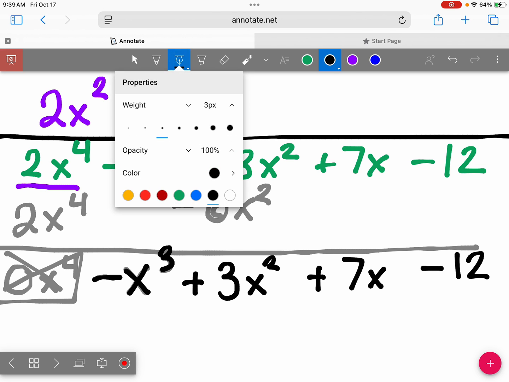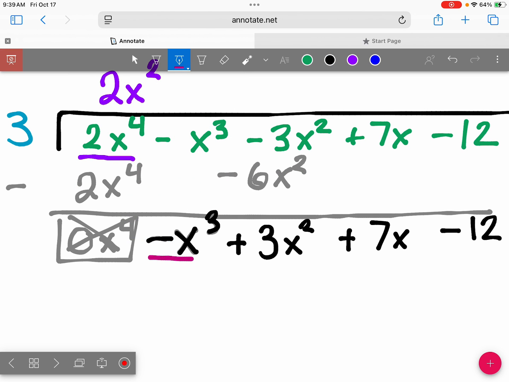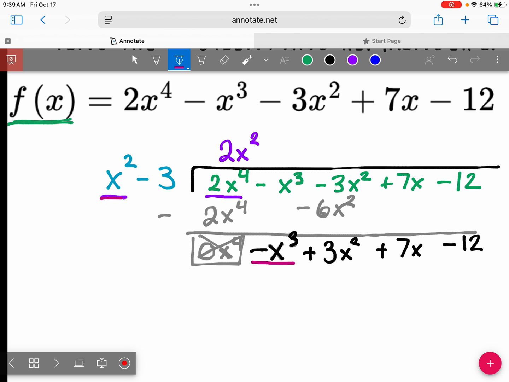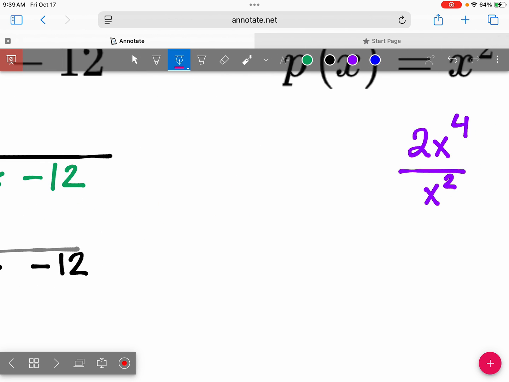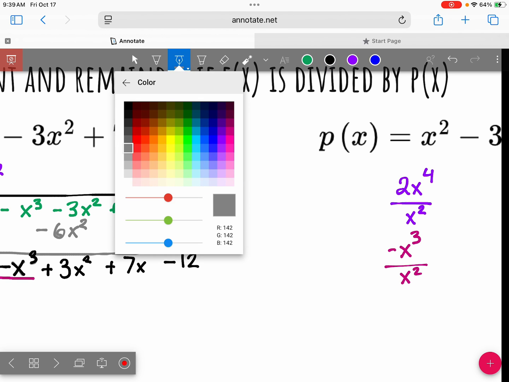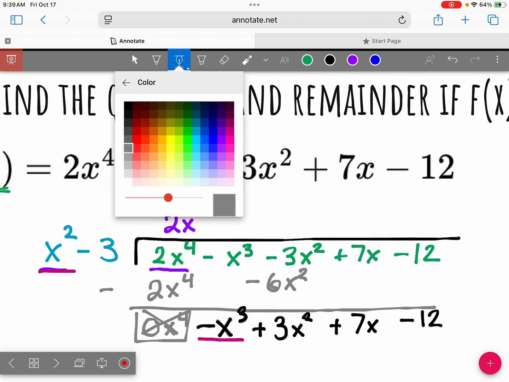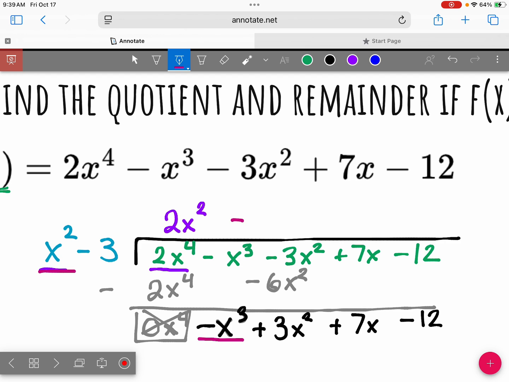So we're going to do a whole different first term situation. We're going to look at this first term and this first term, so our minus x cubed and our x squared. That's just going to give us a minus x, because 2 of my x's are going to cancel out.